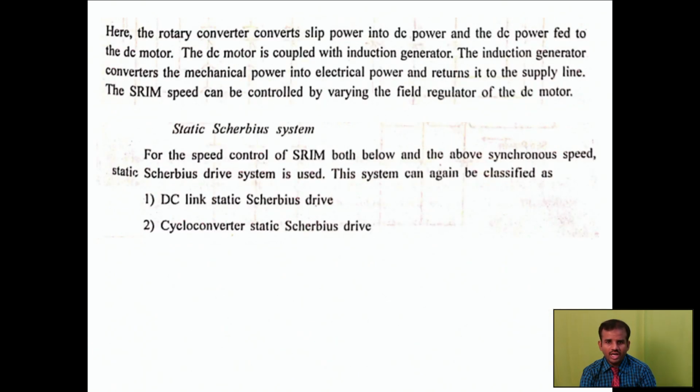The next one is the static Service system. In the static Service system, we have another two types: the DC link static Service drive, and the other one, the cycloconverter static Service drive.